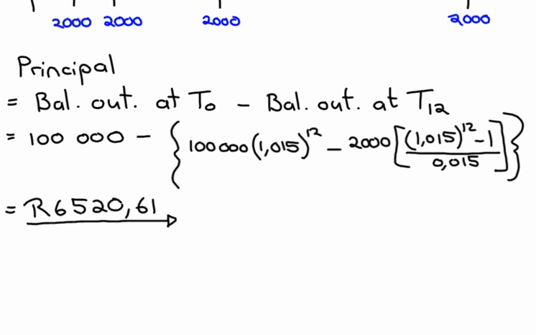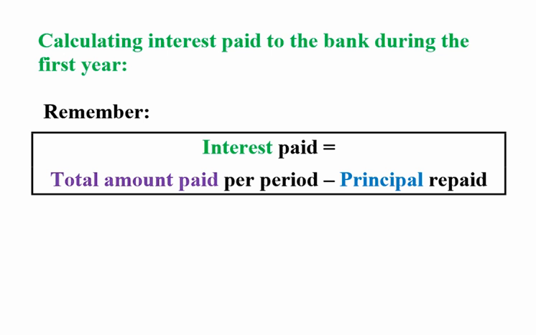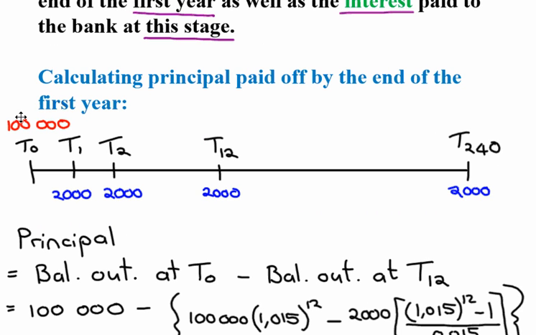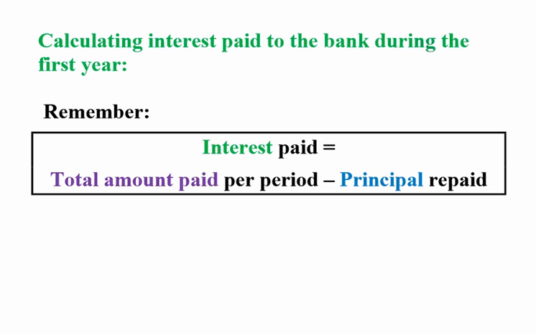Now let's look at part 2 of this question. This part says that we need to calculate the interest paid to the bank during the first year. Now remember this formula right from the beginning. Our interest paid is the total amount paid minus the principal repaid. Let's have a look at that timeline again, in reference to this question. I want to look at the total amount paid.